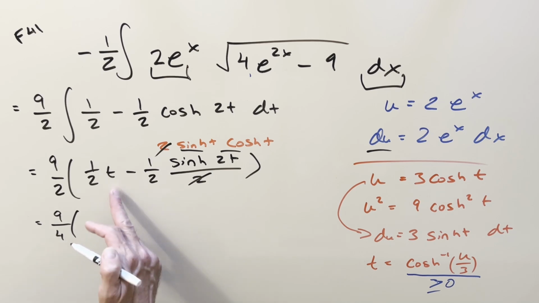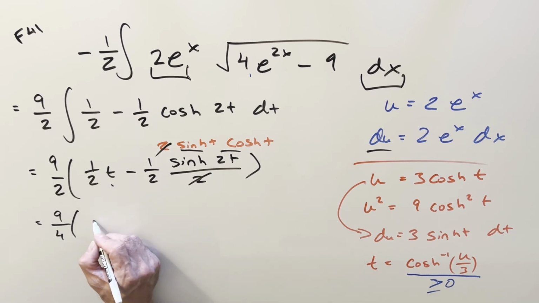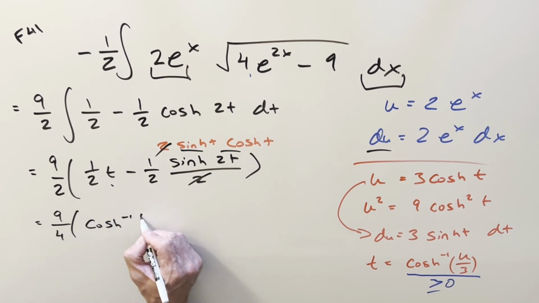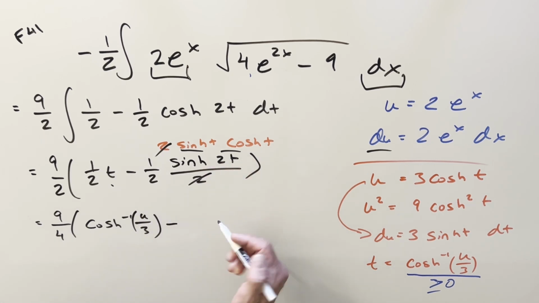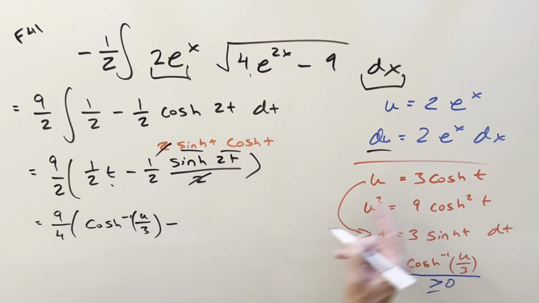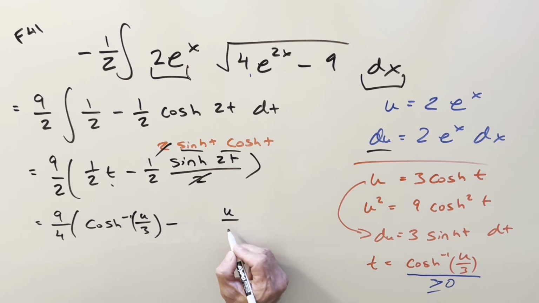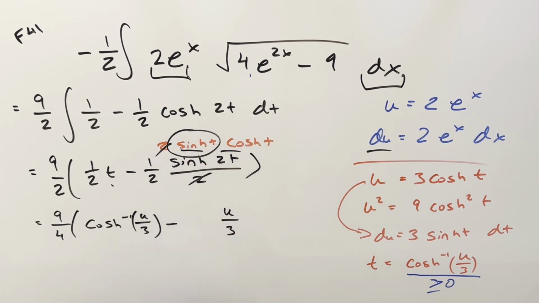We have to get it all the way back to x, but for t, we have this right here, so it's going to be cosh inverse u over 3. And then here, cosh t, we already have a value. Basically, we just need to divide by 3, so cosh t is u over 3. What about sinh of t?